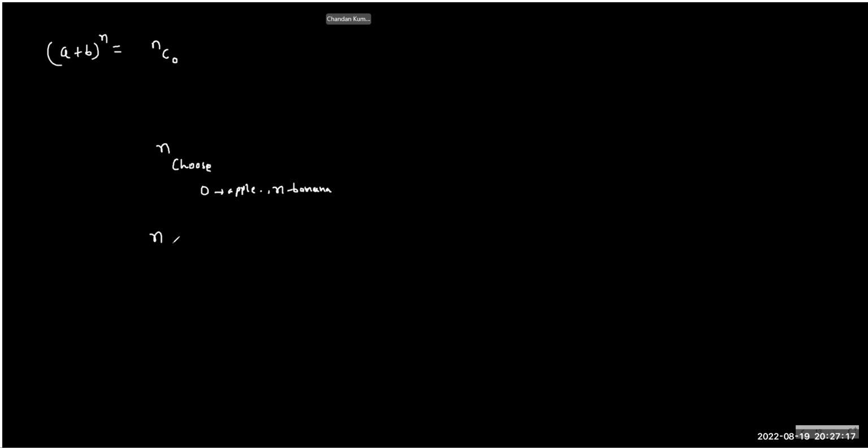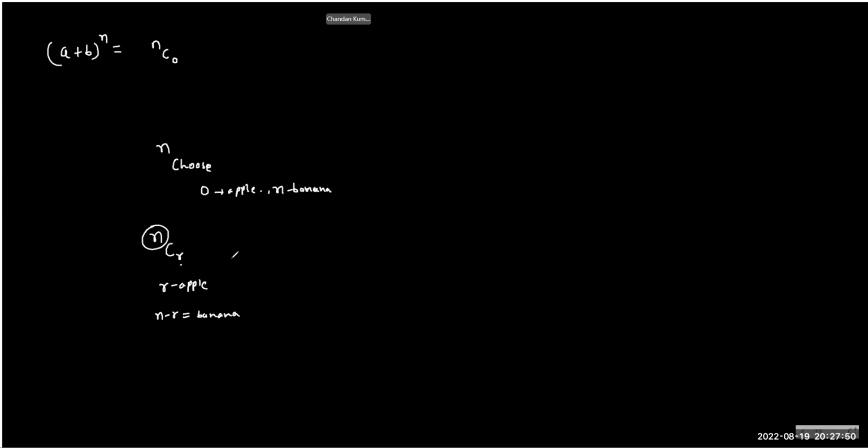So if I write nCr, what does it mean? Choose r apples or n minus r bananas. If I choose r apples, in a way I am choosing n minus r bananas. It's the same thing, isn't it? Because the total number is fixed. And if you choose r apples, how many bananas do you have to choose? n minus r. Is this clear, guys?